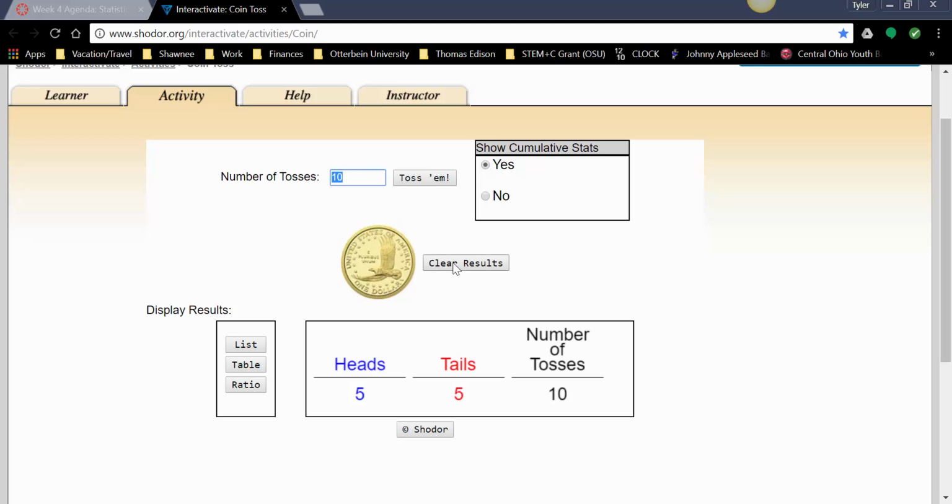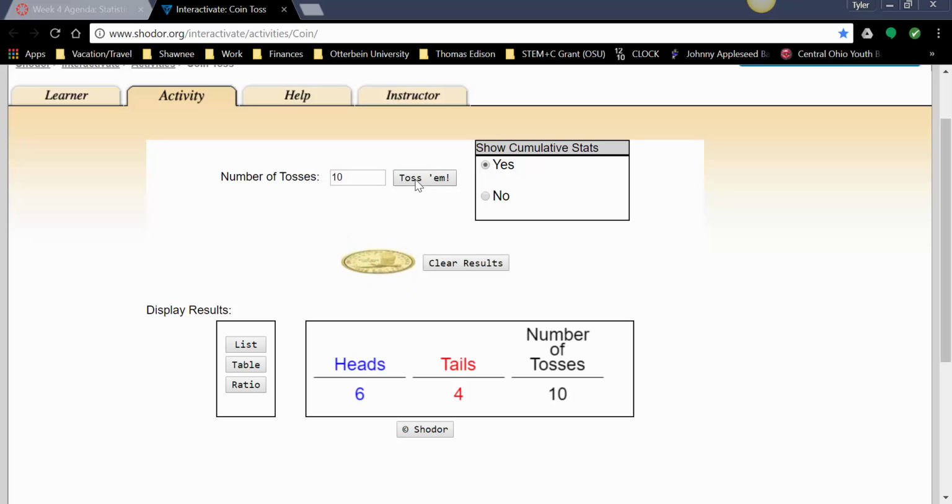Which is perfectly fine, nothing wrong with that. But to prove my point, I'm going to clear results, and I want to do this 10 more times. I want to get something that's not theoretical. If you do it one time, you could certainly get the theoretical probability, but I want to try to get an instance where it's not, so then I can show you something. So let me toss one more time. Now I have 6 out of 10. We want to repeat this at least 100 times, so I'm going to go up here and tell it to do 10 more times, and I'll just hit toss them.